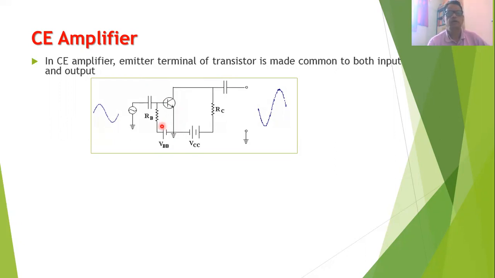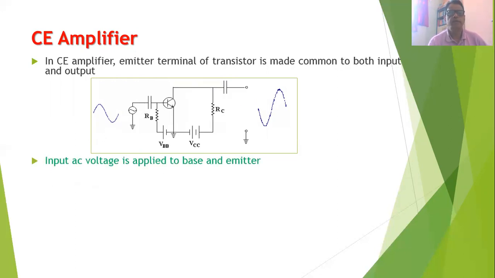You will find that a battery VBB is connected through the resistance RB to the base terminal. Then a battery VCC is being connected to the collector through the resistance RC. And these are the coupling capacitors. The input signal, AC signal, is being applied between base and emitter, and the output signal is taken from collector and emitter.